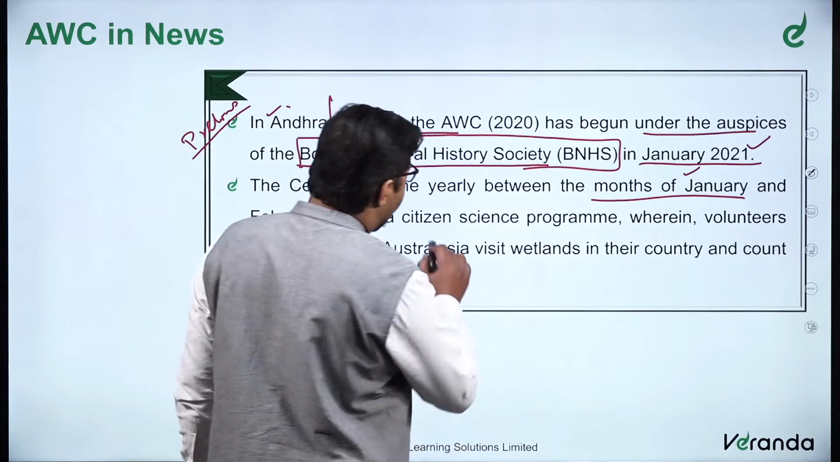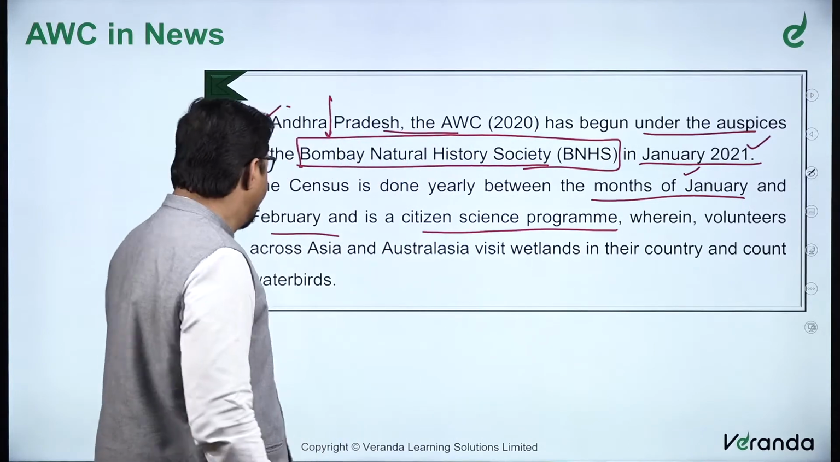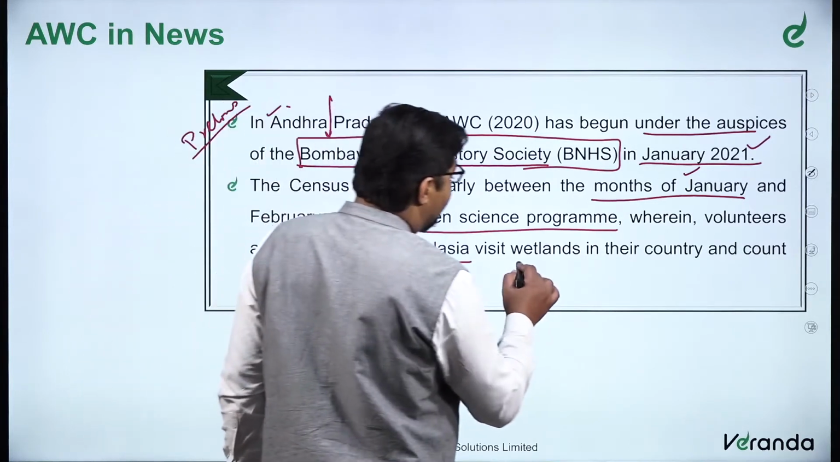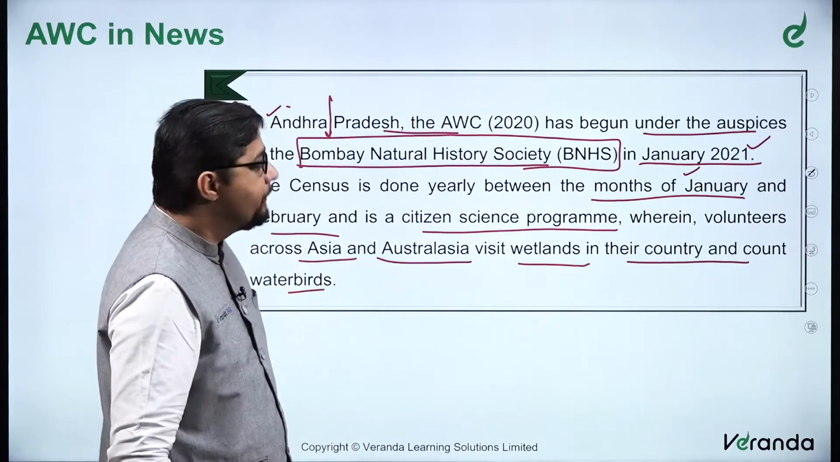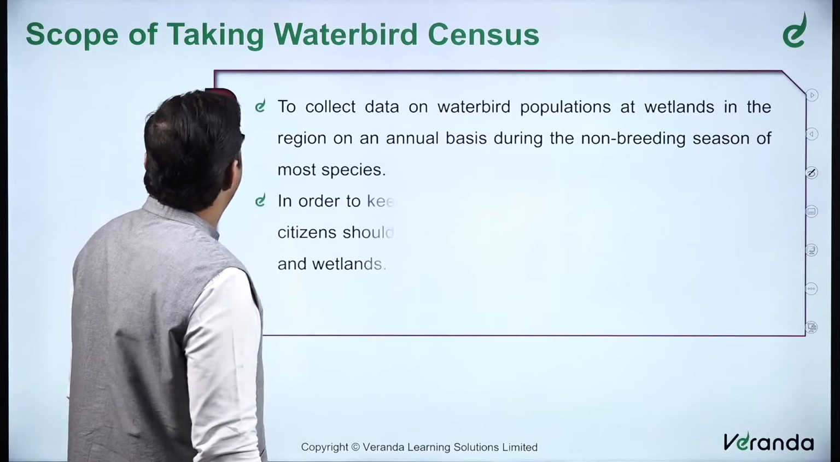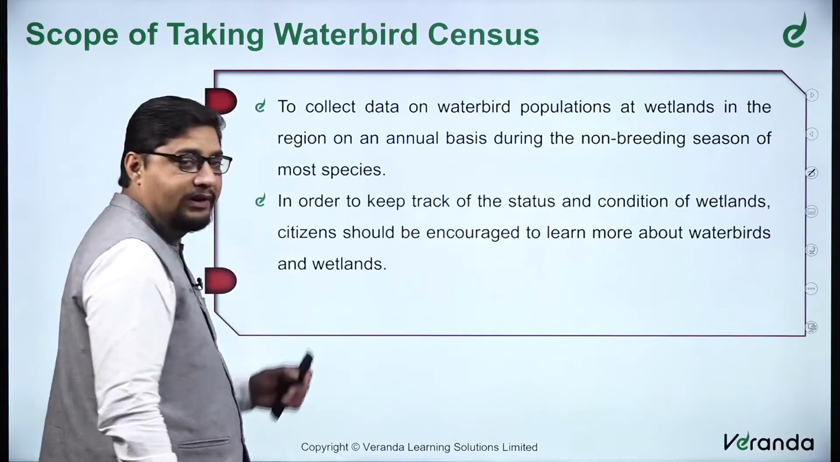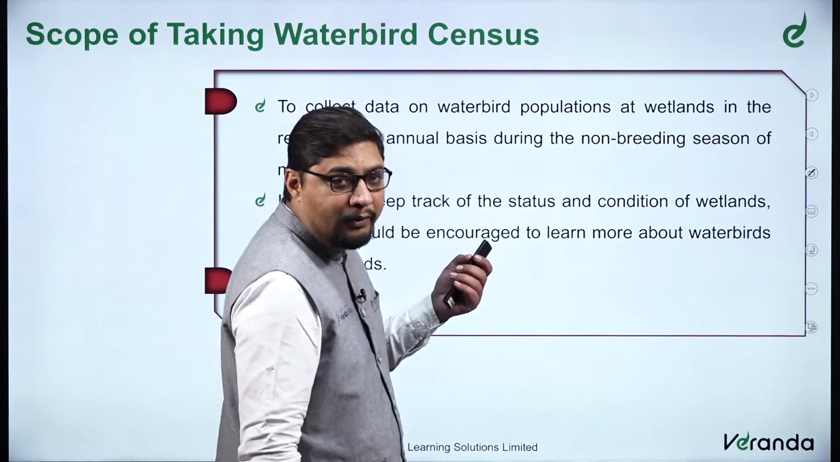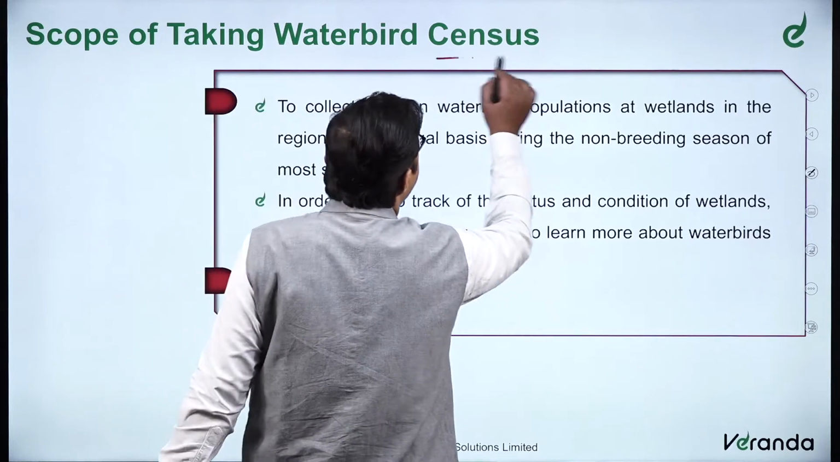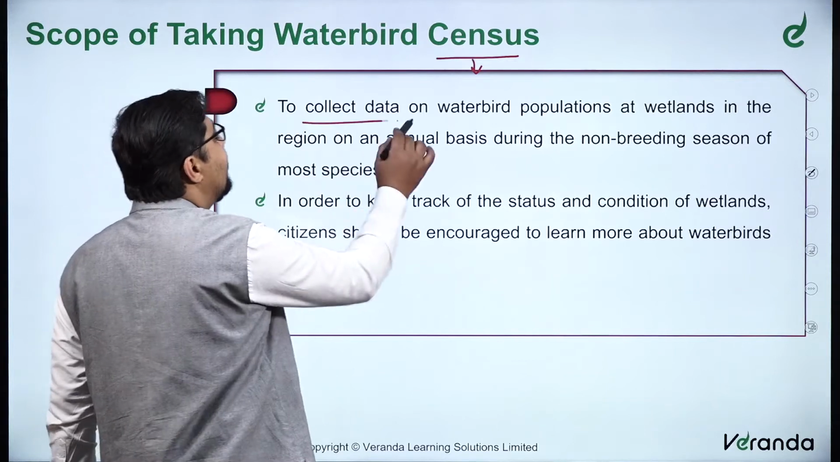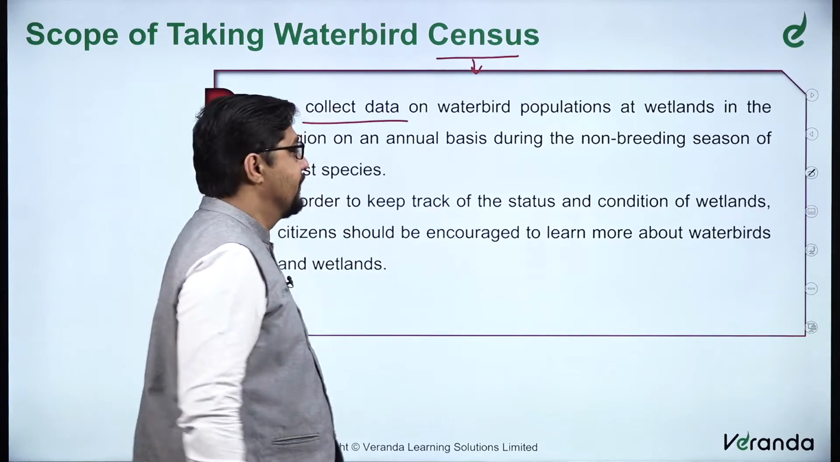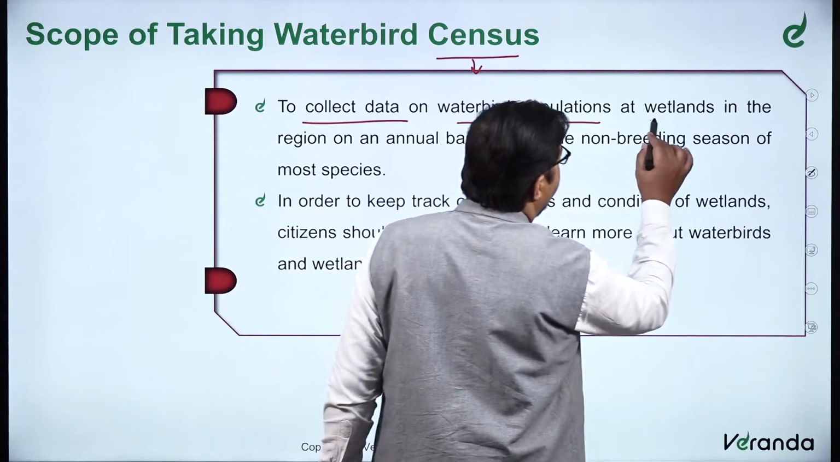And this citizen science program that we have seen, wherein volunteers across Asia and Australasia visit wetlands in their country and count the water birds. Okay. Now further, what is the scope of the waterbird census? What actually do they do? By census we mean that obviously they will be collecting data. So that is it, to collect data on waterbird populations at wetlands.